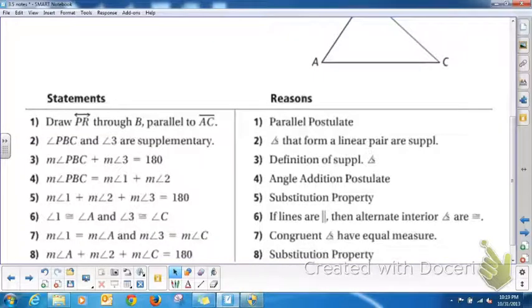And because we know A is 1 and C is 3, we can take 1 out and put A in its place. We can take 3 out and put C in its place. So therefore, the measure of angle A plus the measure of angle 2 plus the measure of angle C equals 180 using the substitution property.